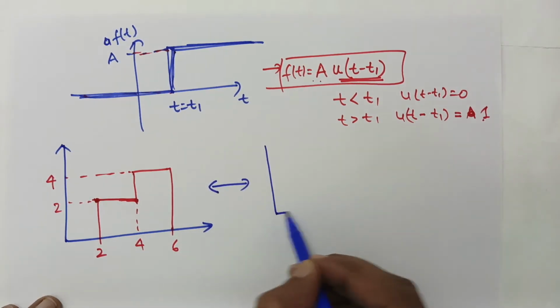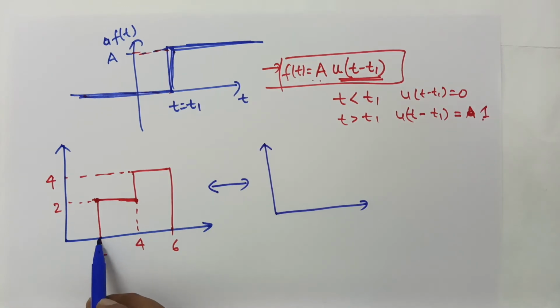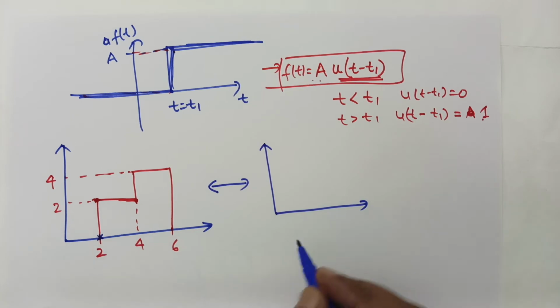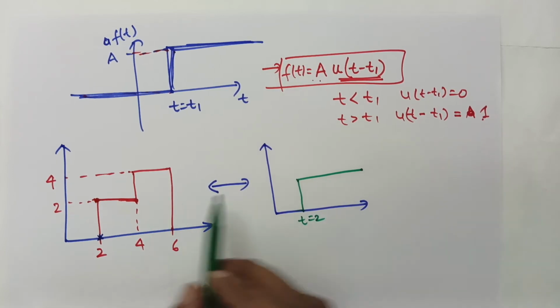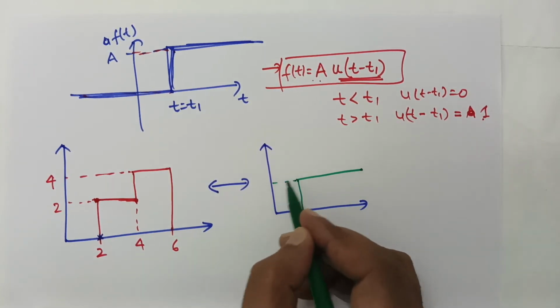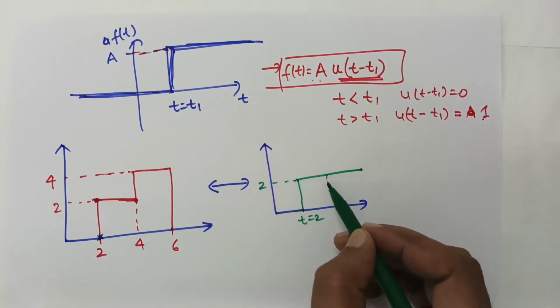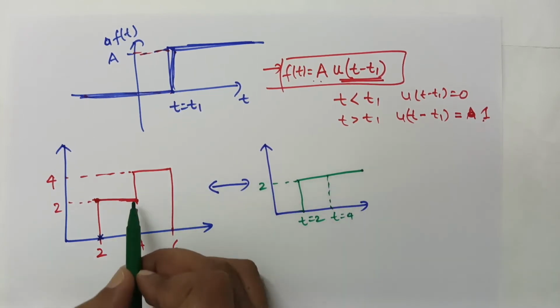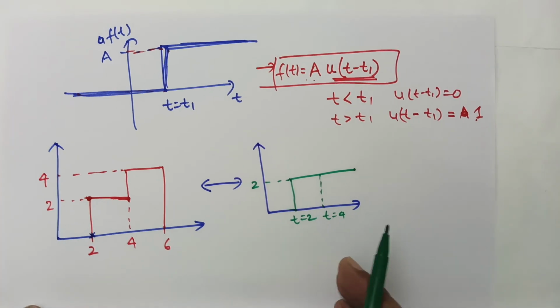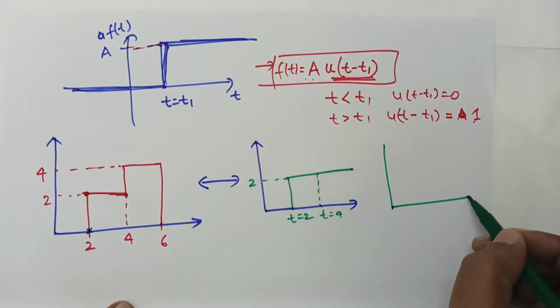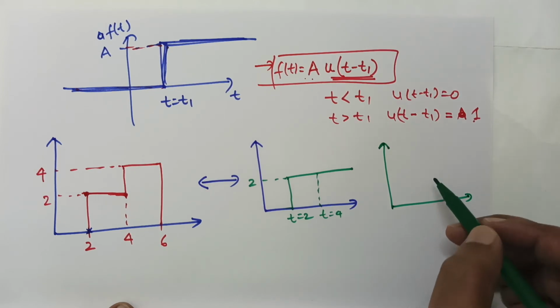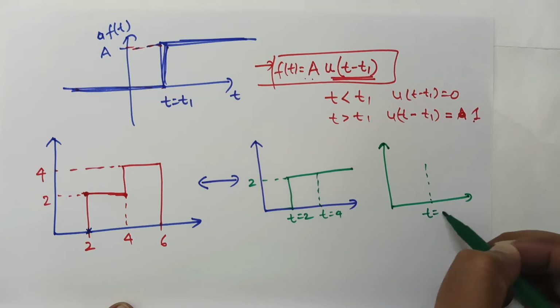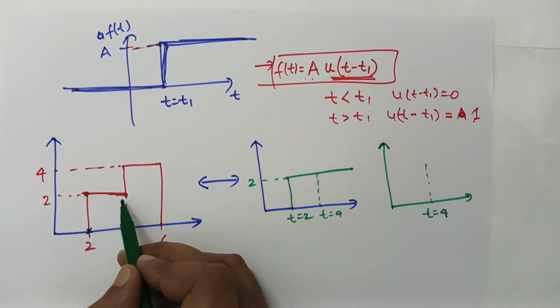The first part: here 2 is the point, below that everything is 0. So first we have to take a step function at t equal to 2, and because of this you get the value equal to 2. Now this will continue until t equal to 4. After that, we want the magnitude to increase by 2 again. So we can take another function which will start at t equal to 4, and the magnitude should be added by 2.